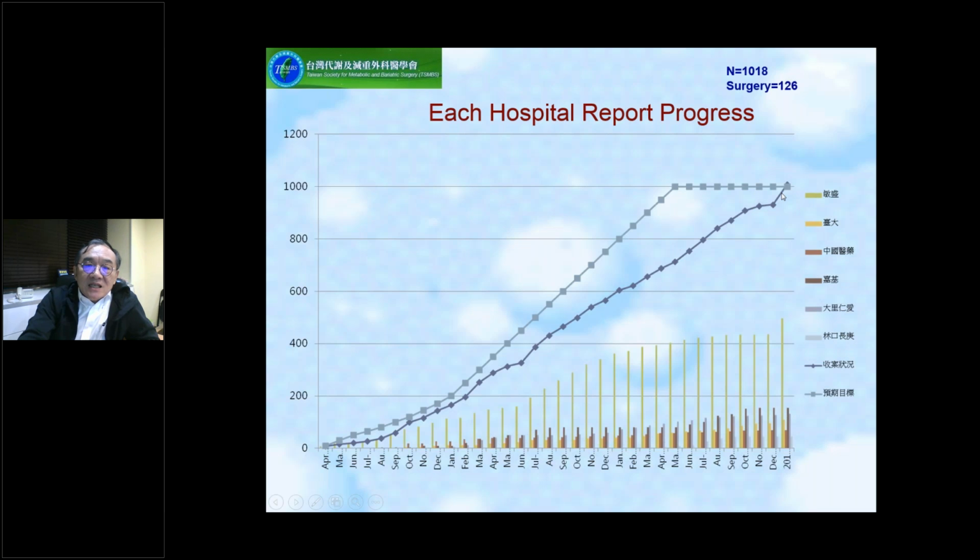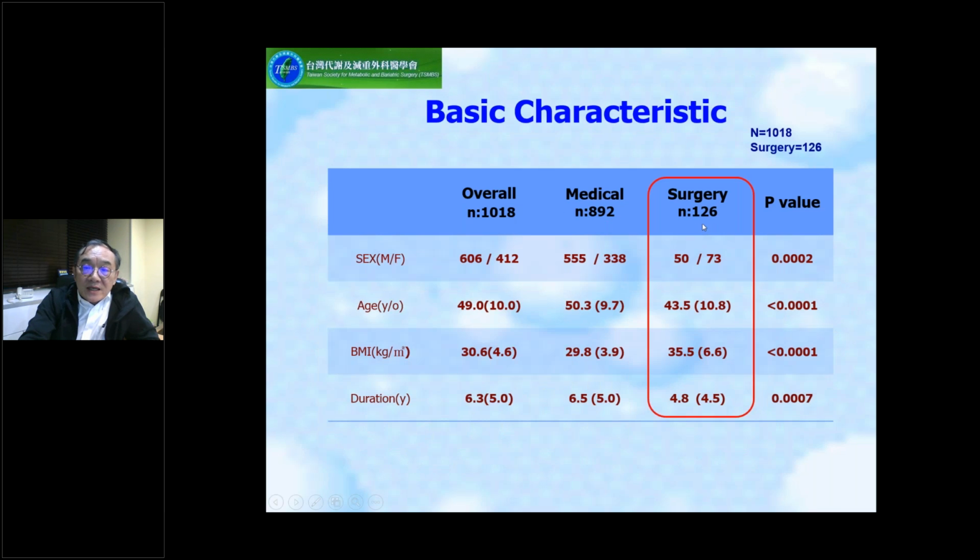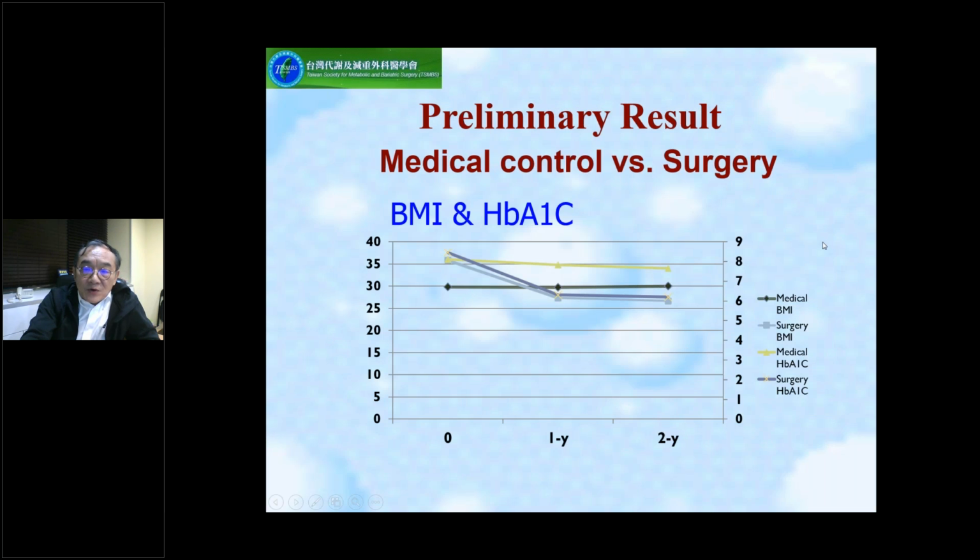And of these 1,000 patients, up to now 126 received the surgery, and the others were maintained in our medical arm. Of course, the surgical patients tend to be younger, with higher BMI and shorter duration, but we will analyze that later. This is the data we have now, and we have followed up to 4 years, I think. And the glycemic control, as the randomized trials showed, is of course better, with weight reduction in the surgical group compared to the medical group.